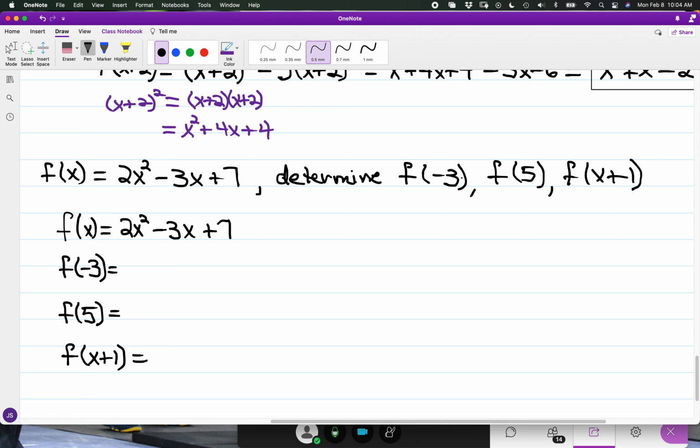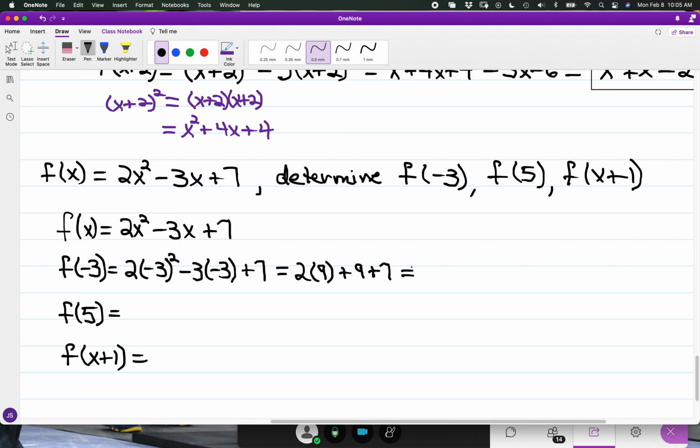And if I have the input at negative 3, so having x represented by negative 3, we want f of negative 3 equal to 2 times the square of negative 3, then minus 3 times negative 3, followed by the addition of 7. And so we still have 2. Now the square of negative 3 becomes 9. Negative 3 times negative 3 becomes a positive 9. And again, we have plus 7.